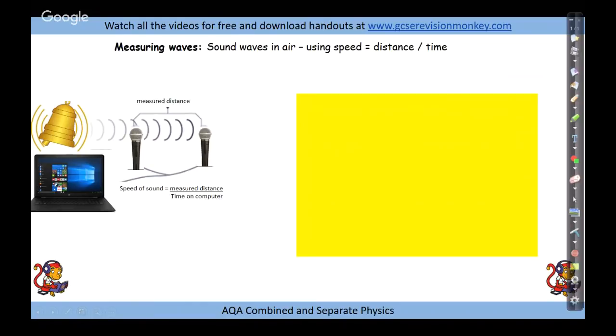Okay, so now measuring sound waves in air, a slightly different method for this one. This time we're going to be using speed equals distance over time. So over here, we've got two microphones connected to a laptop. We've got a set distance that we choose between the two microphones. And then the microphones are connected to a computer that will measure the time delay of the sound going between the two microphones.